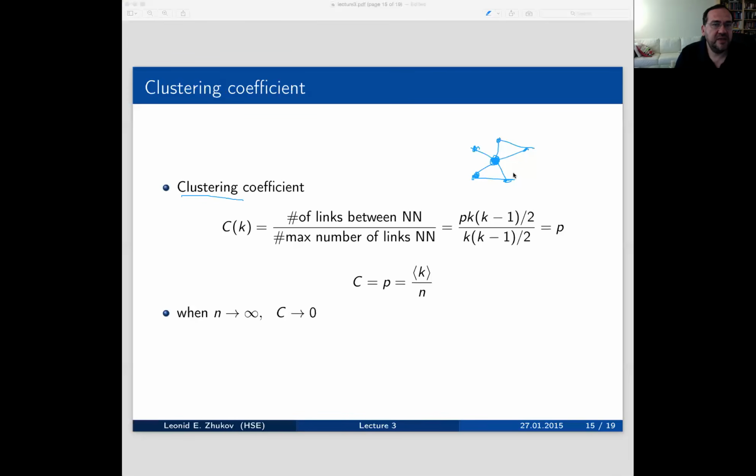If we have K nearest neighbors, then the possible number of links between them will be K times K-1 over 2. It's again just the number of pairs, how many pairs you can form out of K nodes. But the total number of links between them that exist in our model will be the maximum number of links times the probability of the links. So the clustering coefficient is actually equal to the parameter p.